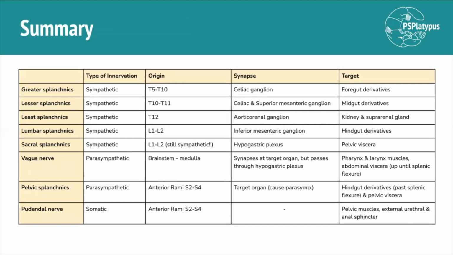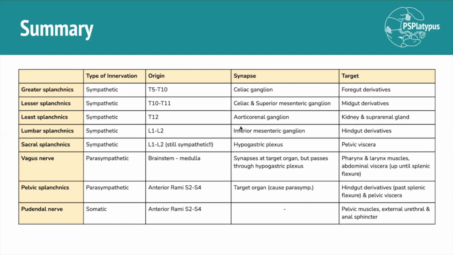A good summary of this can be seen in this diagram, and it basically showcases the type of innervation, whether it is sympathetic or parasympathetic, the vertebral or spinal cord levels that it comes from, where they synapse, as well as their target. As you can see, much of them are grouped based on which derivatives of the gut they are formed from, and therefore embryology matters, but only if you remember.